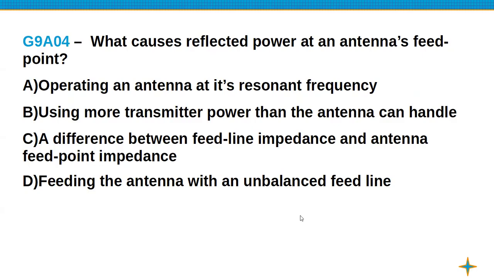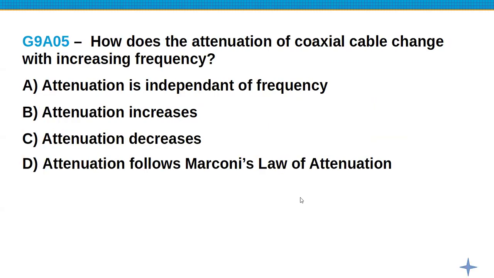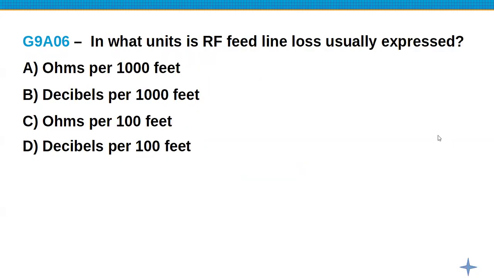Charlie. How does the attenuation of coaxial cable change with increasing frequency? Goes up. So Bravo. In what units is RF feed line loss usually expressed? dB per 100 feet. Delta.